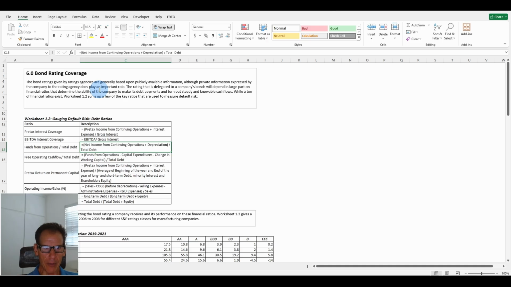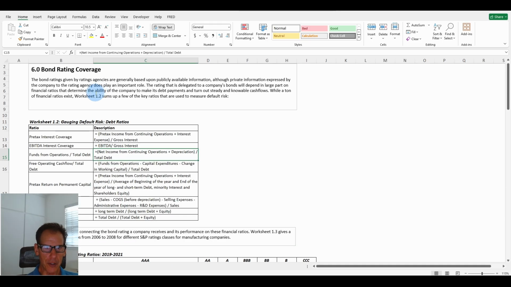The bond rating given by a rating agency is generally based upon publicly available information, although private information expressed by the company to the rating agency does not play an important role. The rating that is assigned to a company's bond will depend in large part on financial ratios that determine the ability of the company to make its debt payments and turn out steady, knowable cash flows.